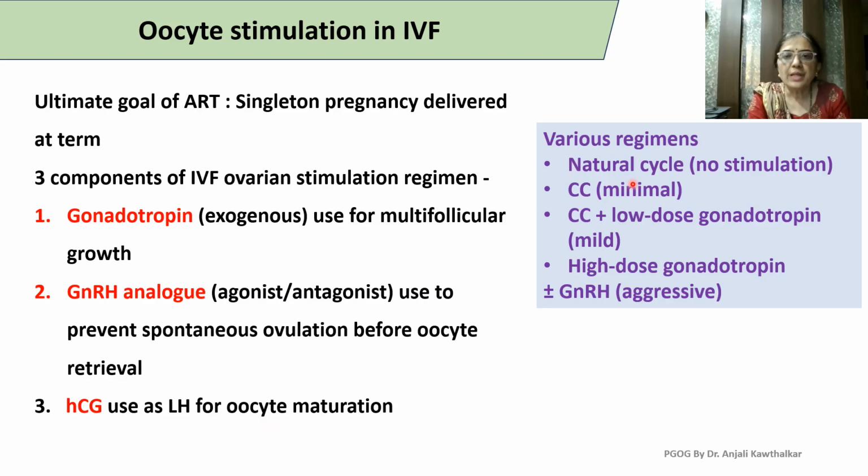Various regimes are used. Natural cycle is less commonly used, where there is no stimulation, because of the associated lower success rate. Minimal stimulation with clomiphene citrate, or clomiphene citrate along with low dose gonadotropin, is called mild stimulation, used wherever the patient cannot afford expensive drugs such as gonadotropins and GnRH analogs. And aggressive protocol or stimulation is where we are using gonadotropin with or without GnRH analogs.